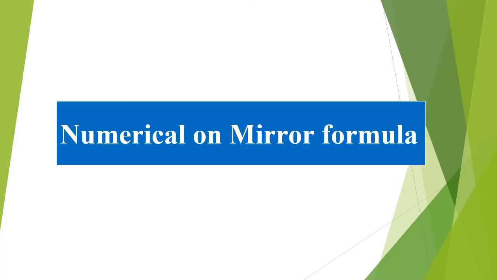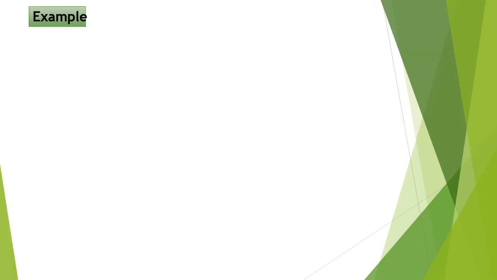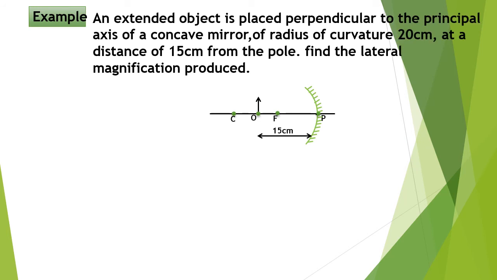Now we will see numerical on mirror formula. Example, an extended object is placed perpendicular to the principal axis of a concave mirror of radius of curvature 20 cm at a distance of 15 cm from the pole. Find the lateral magnification produced in this case.